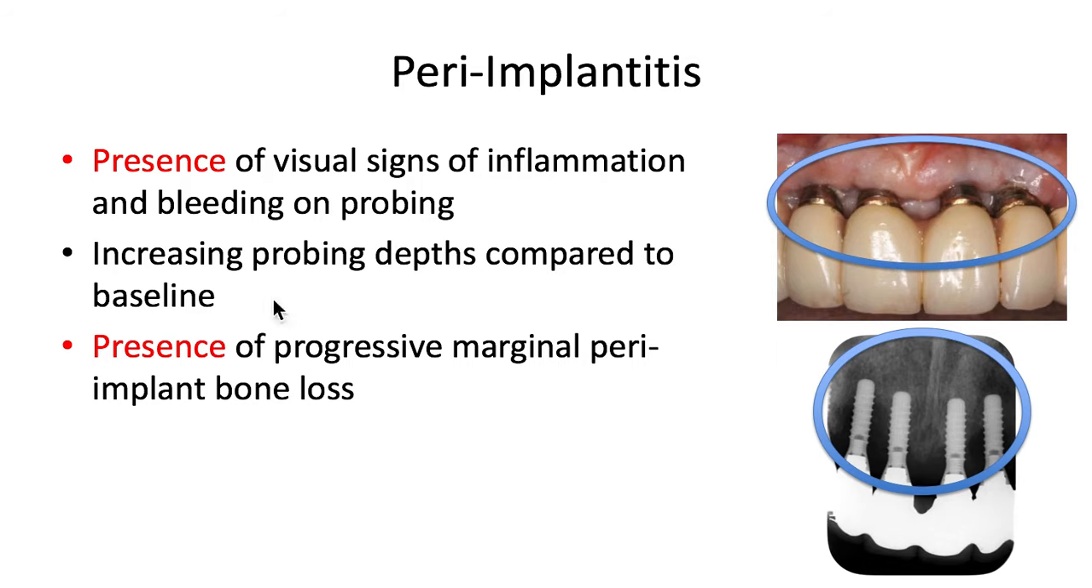In peri-implantitis, the big differentiating factor from peri-implant mucositis is the presence of progressive marginal peri-implant bone loss. So this is really periodontitis around an implant, because all these things are similar to what we see in a periodontitis situation. We're just talking about around implants instead of around natural teeth.